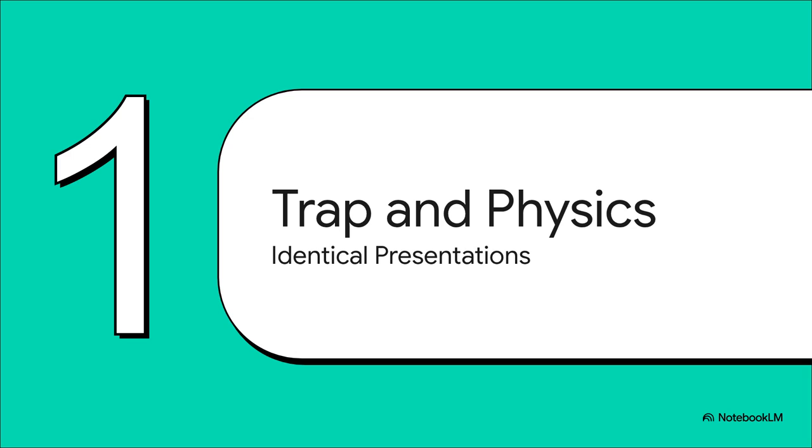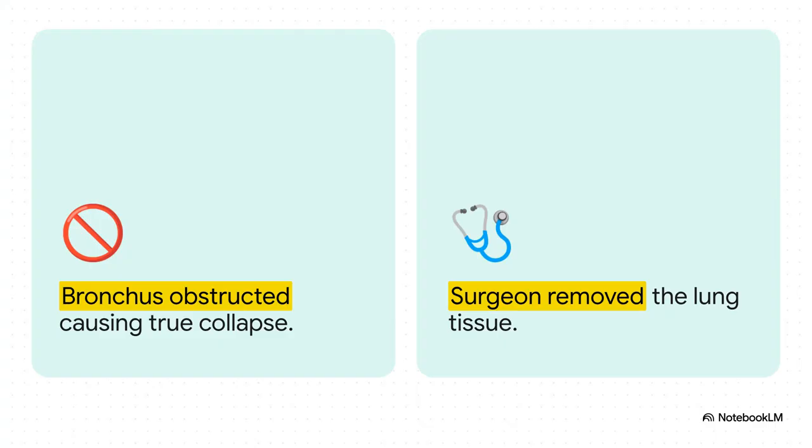Section 1. The trap and the physics. Why absence and collapse look identical. To really understand this trap, we have to look at the core mechanics at play inside the chest cavity. And this comparison brilliantly illustrates the core insight.